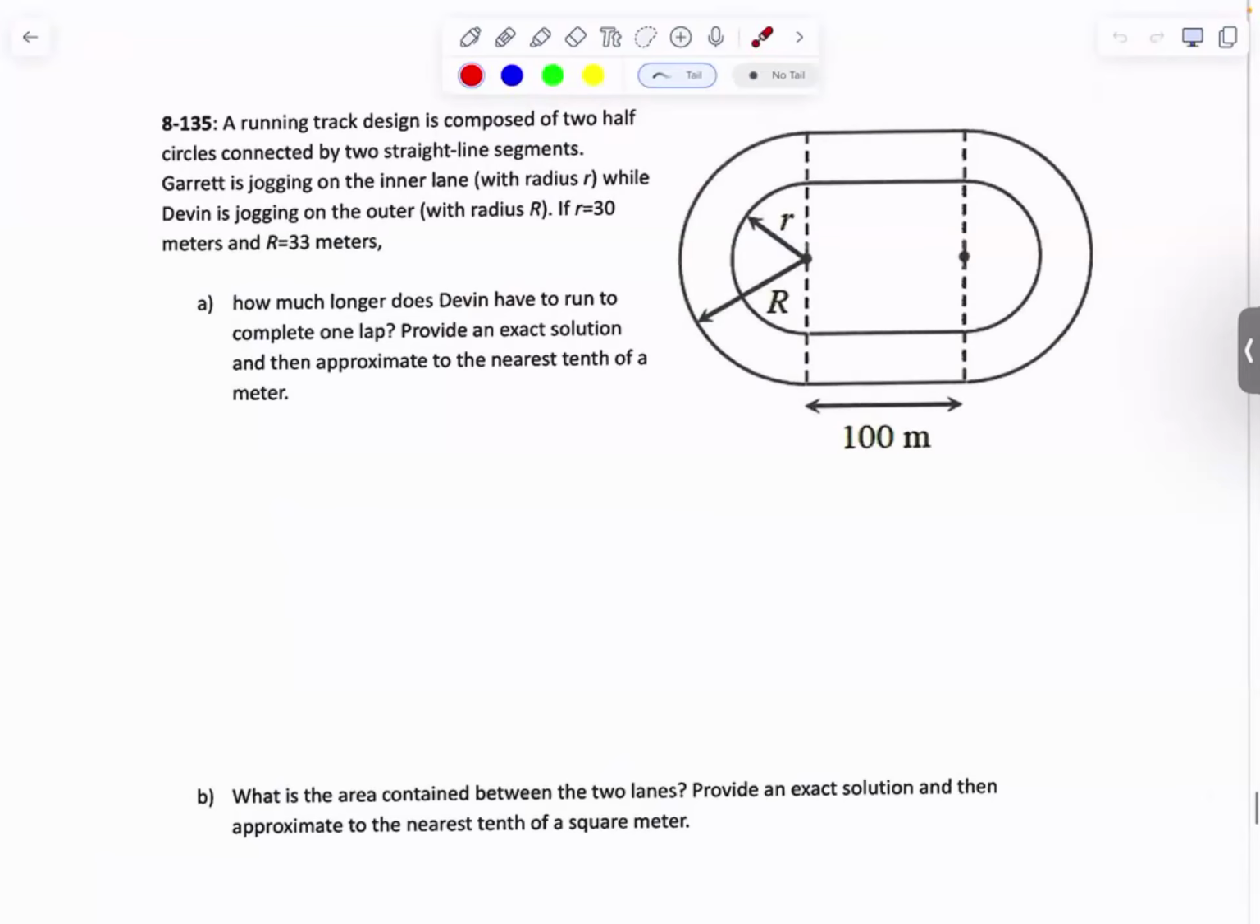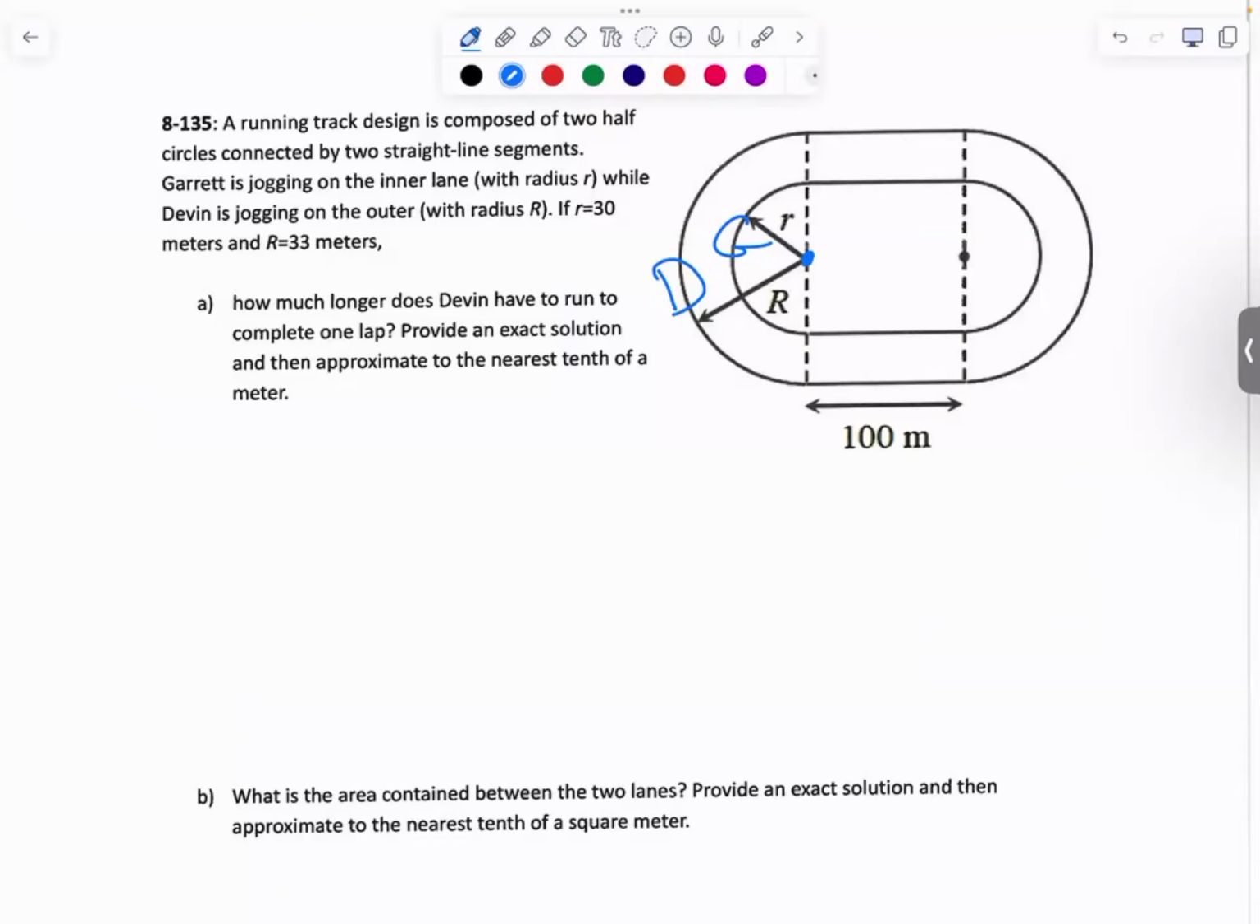A running track design is composed of two half circles connected by two straight line segments. Garrett is jogging on the inner lane with radius little r, while Devin is jogging on the outer with radius big R. If little r equals 30 and capital R equals 33. So I'm guessing Garrett is going to be right here, and Devin's going to be right there. Does that make sense? Garrett's running on the inside, Devin's running on the outside, and the center is right here.